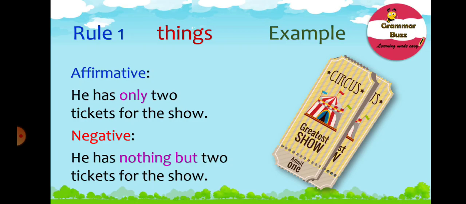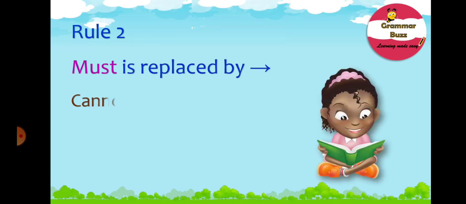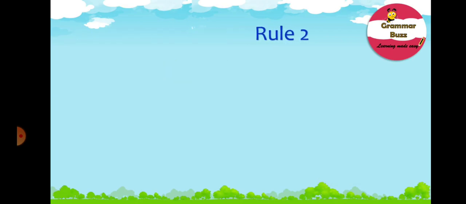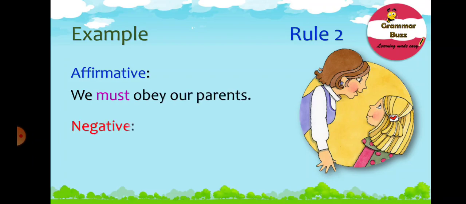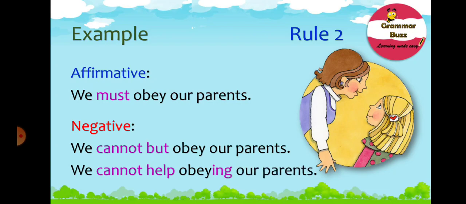Moving on with the following rule. Must in affirmative sentence is replaced by cannot but or cannot help and verb in the ing form. Let us try to understand this with the help of some examples. We must obey our parents. Converting to negative, it becomes we cannot but obey our parents, or we cannot help obeying our parents. The verb obey is converted to the ing form, that is obeying.